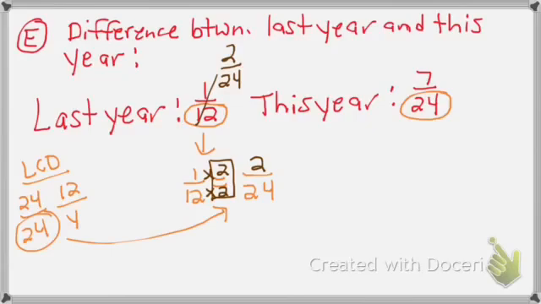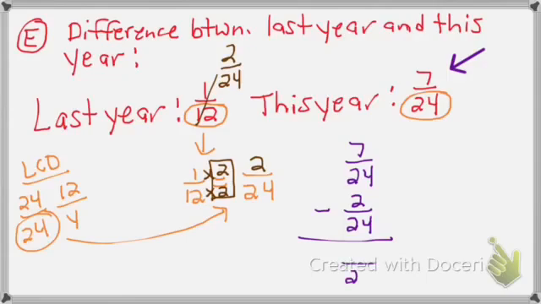Now if I want to find the difference, I know which number has to go on top. What's larger, 2/24 or 7/24? Well, definitely 7/24. So I'm going to say 7/24 minus 2/24. In order to add or subtract fractions, I must have common denominators, and I do. So I'll make my new fraction bar with 24. I'll subtract my numerators. 7 take away 2 equals 5. So I have 5/24. This is going to be my final answer.